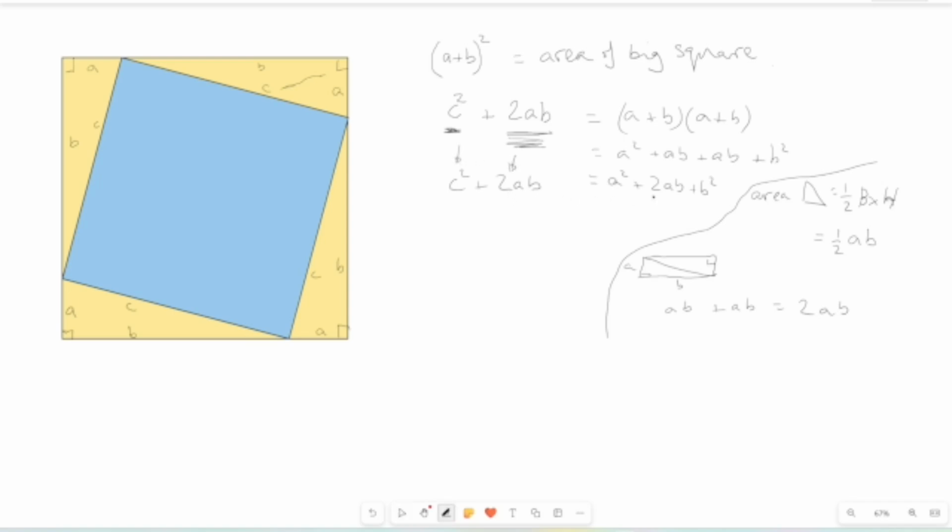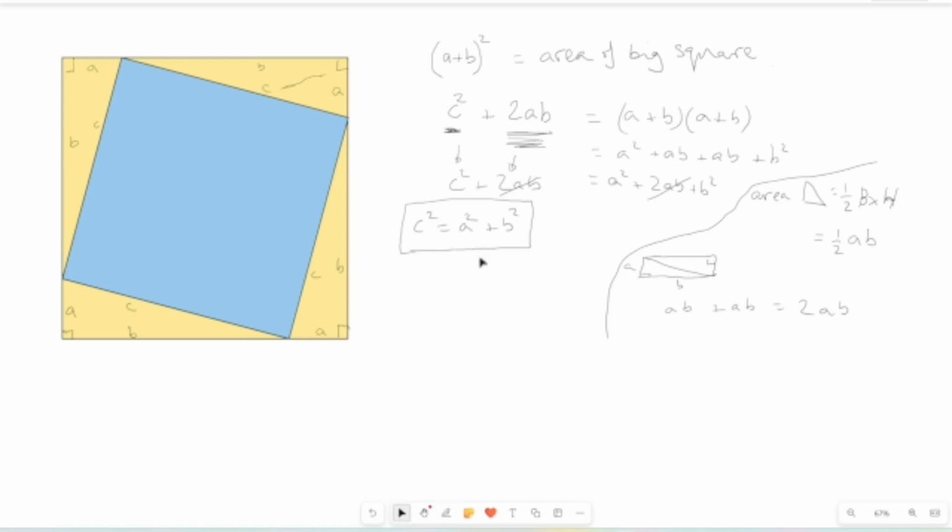Now we've got this 2AB on both sides of the equation, so we can subtract 2AB from both sides, and we're left with C squared equals A squared plus B squared, which is the Pythagoras formula, although it's the wrong way around. Doesn't matter, we could write it A squared plus B squared equals C squared, but this is a geometric proof of that formula because the areas do add up.